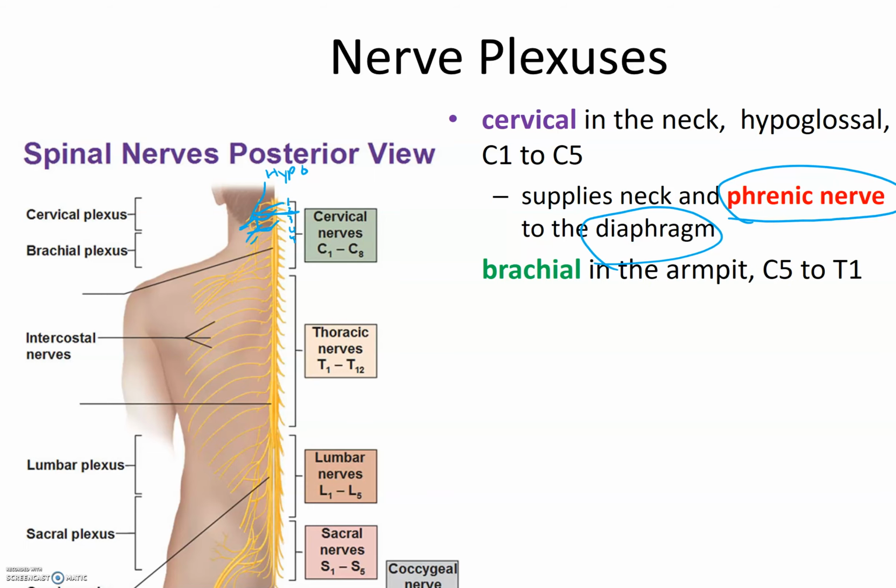The brachial plexus is going to the armpit and is going to the arm. Uh-oh, C5 is doubling up. Look at that. Cervical is C1 to C5. Brachial is C5 to T1.